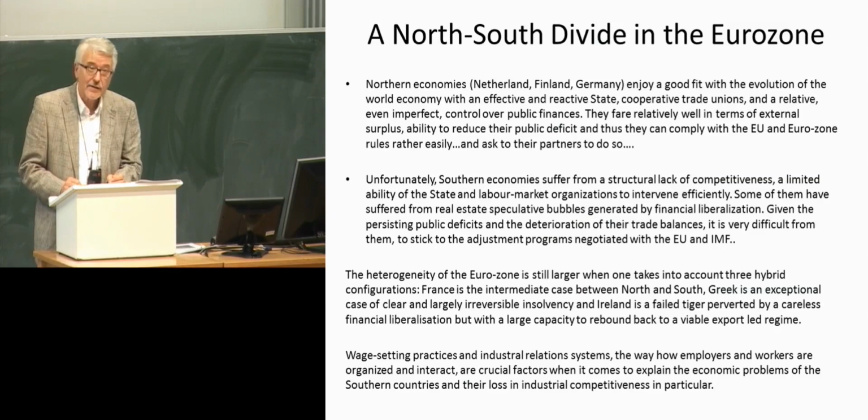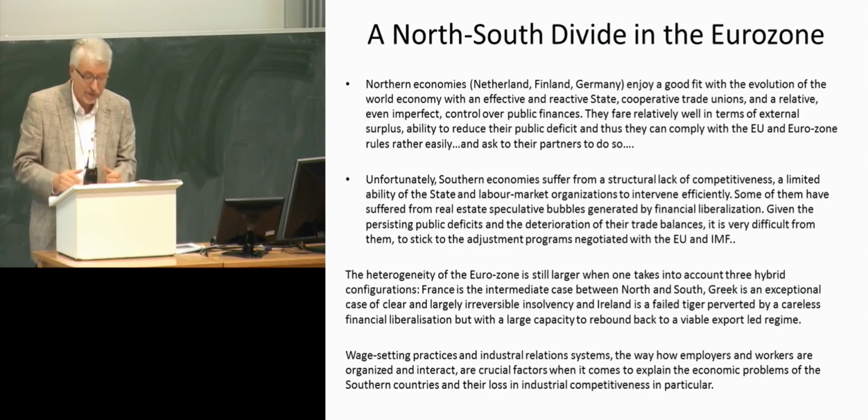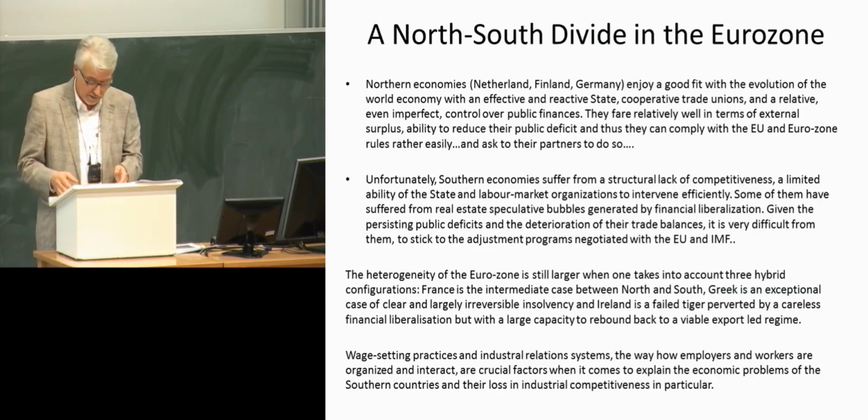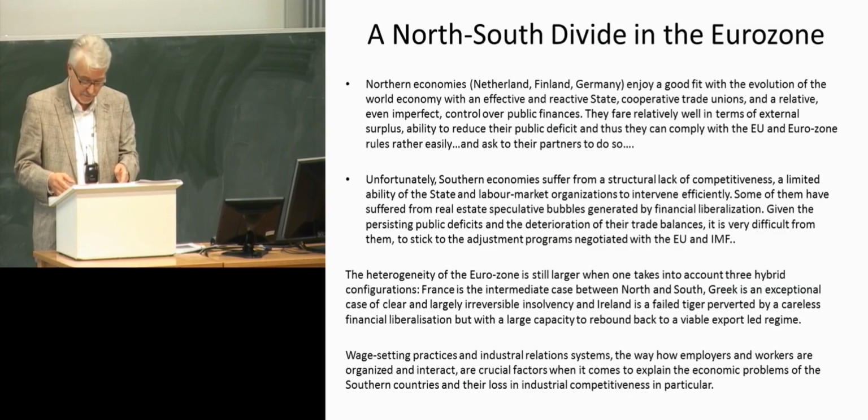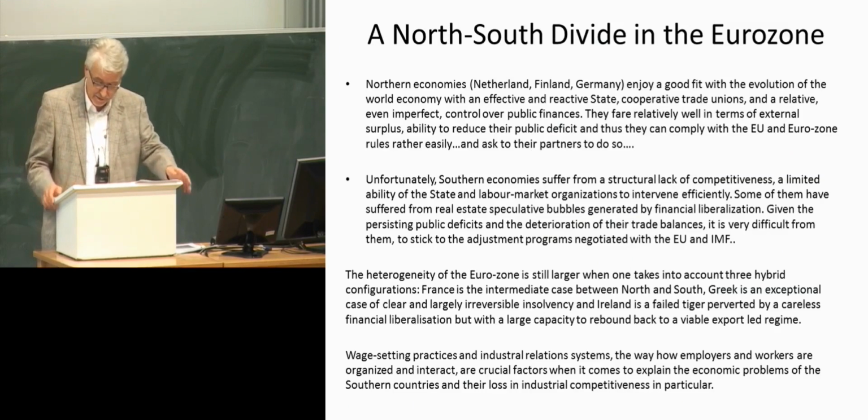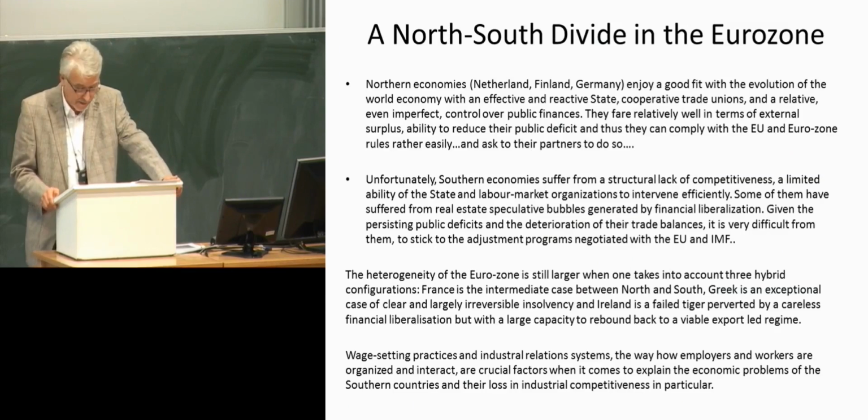The heterogeneity of the Eurozone is still larger when one takes into account three hybrid configurations. France is an intermediate case between North and South. Greece is an exceptional case of clear and largely irreversible insolvency, and Ireland is a failed tiger perverted by a careless financial liberalization, but with a large capacity to rebound back to a viable export-led regime.